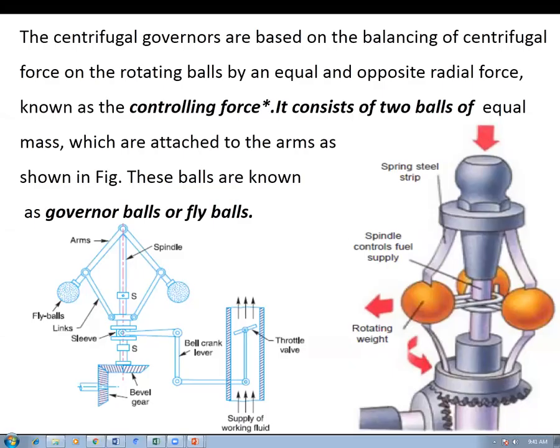So last class we spoke about the governor. What is a governor? How does a governor work? What is the principle of the governor? What is the importance of the governor in an automobile?